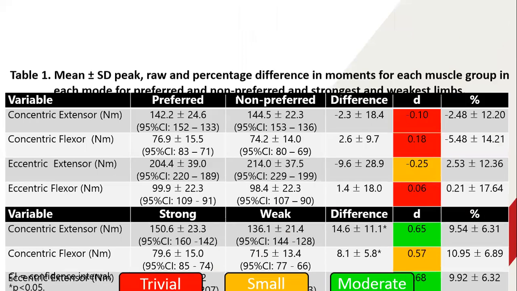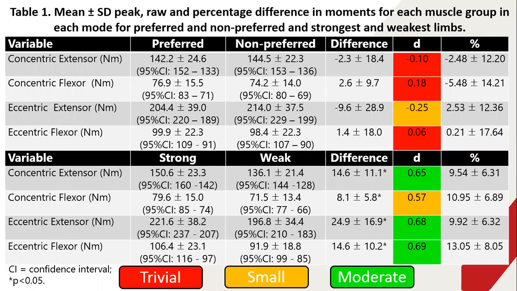So, results. Table 1 shows peak and raw and percentage differences in moments for each muscle group in each mode between preferred and non-preferred limbs and the strongest and weakest limbs. What you can see in the bottom half of the table is that there were significant, mostly moderate differences in peak moments between strong and weak limbs. In the top half of the table, you can see non-significant small differences revealed between preferred and non-preferred limbs for the eccentric knee extensor peak moment, whilst all other peak moment values revealed trivial differences between preferred and non-preferred limbs.